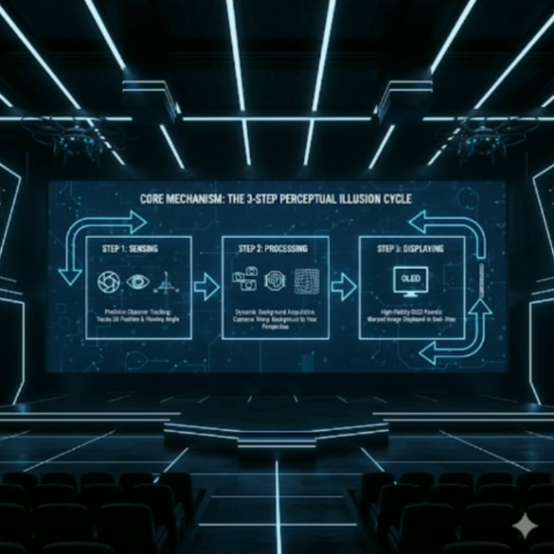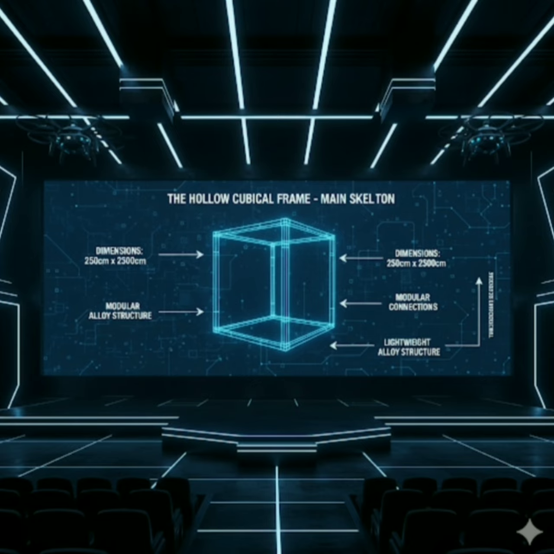Sensing, step 1, first, precision observer tracking. Algorithms track your exact 3D position and viewing angle. Processing, step 2, at the same time, cameras on the cloak's opposite side perform dynamic background acquisition, and the system warps that background according to your perspective. Displaying, step 3, finally, that warped image is displayed on high-fidelity OLED panels.